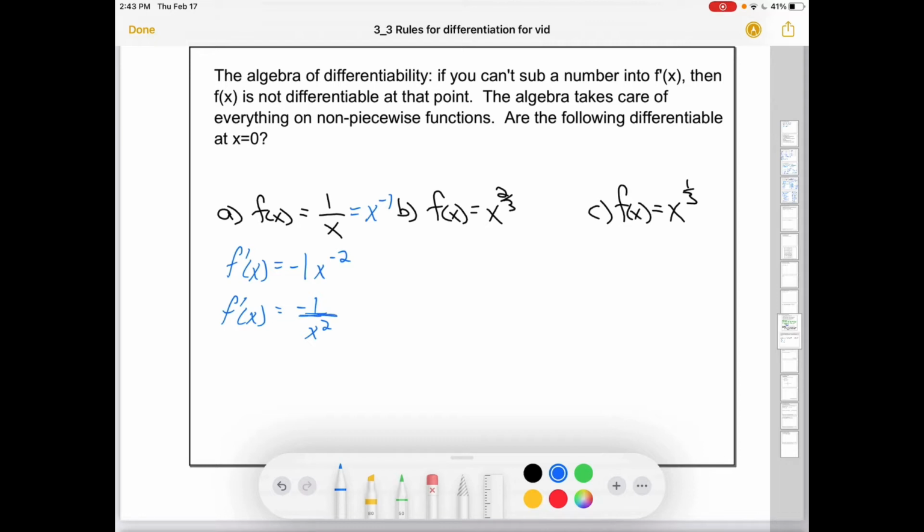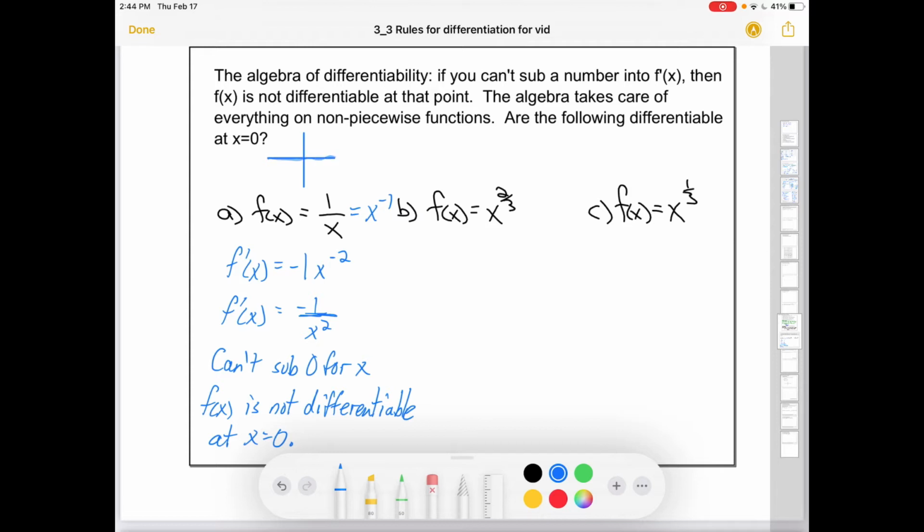What number can I not sub into that derivative? I can't sub 0 for x. And what that means is that f of x is not differentiable at x equals 0. This technique doesn't tell us why it's not differentiable there. Maybe the graph would help you. You can see there's a discontinuity at x equals 0. Most importantly, the function doesn't exist there. It's outside the domain.